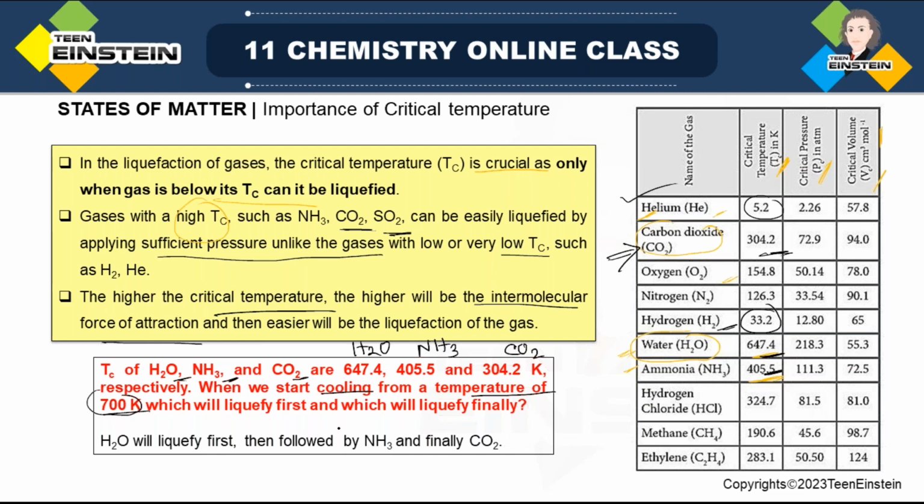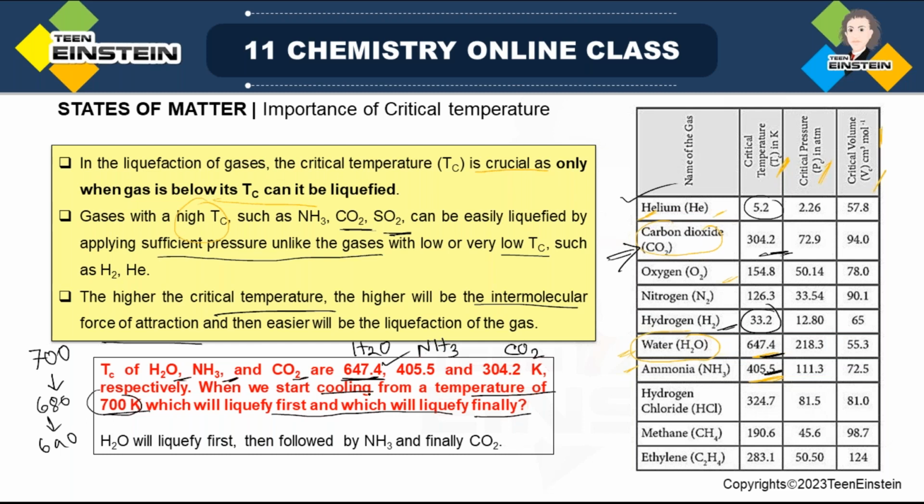So when you are cooling it, which will liquefy first, which will liquefy finally? Obviously, as you are bringing the temperature towards a low value, suppose 680, then 640, so obviously first you are getting this value of water.